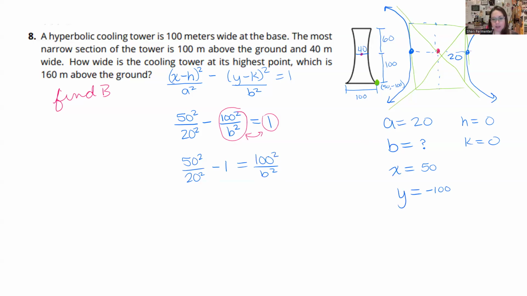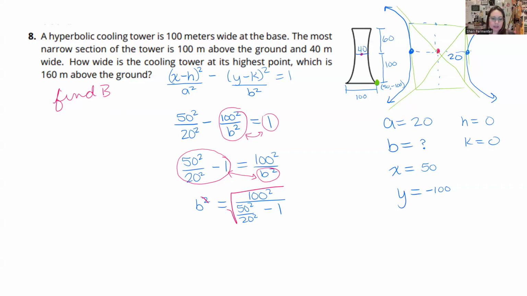I'm going to take all of this and my denominator, so this is another move that I'm going to do. Take all of those things and they are going to switch places. So I get b squared is equal to 100 squared divided by 50 squared divided by 20 squared minus 1. Now to get b all by itself, how do I undo something that's squared? Yeah, so I'm going to square root all of this stuff.